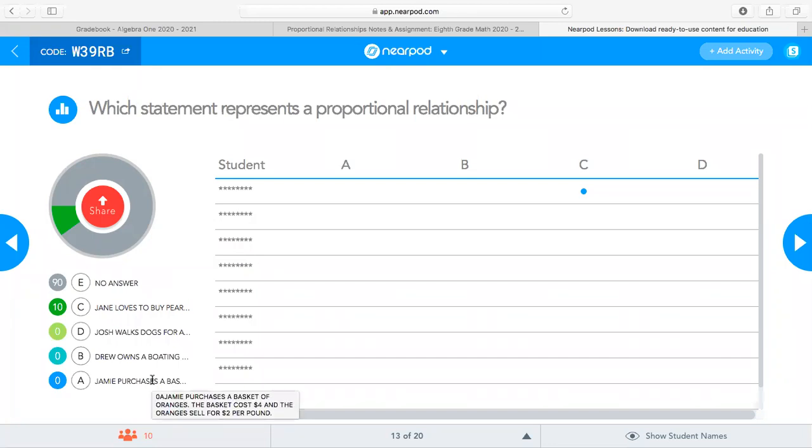Jamie purchases a basket of oranges. The basket costs $4 and the oranges sell for $2 per pound. What would Jamie's equation be? Write it in the chat. The basket costs $4 and oranges sell for $2 per pound.